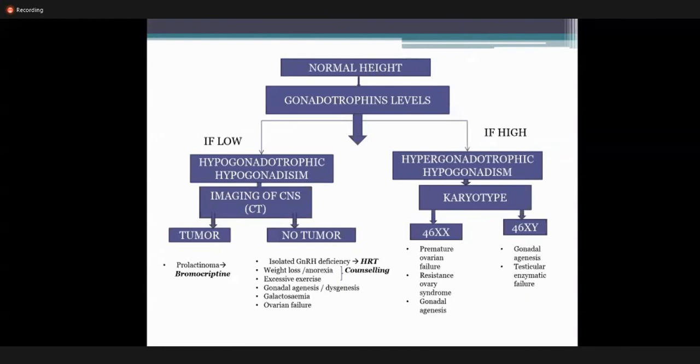In hypogonadotropic patients, go for CT scan or MRI of the brain to exclude the presence of tumor. If there's a tumor like hyperprolactinoma, give bromocriptine. If there's no tumor, check for the cause. It's acquired like weight loss, anorexia nervosa, or excess exercise, or it's congenital like gonadal dysgenesis, galactosemia, or ovarian failure, or it may be an isolated GnRH deficiency. In these patients with hypogonadotropic hypogonadism, when no tumor is found, the only treatment is to give hormone replacement therapy.